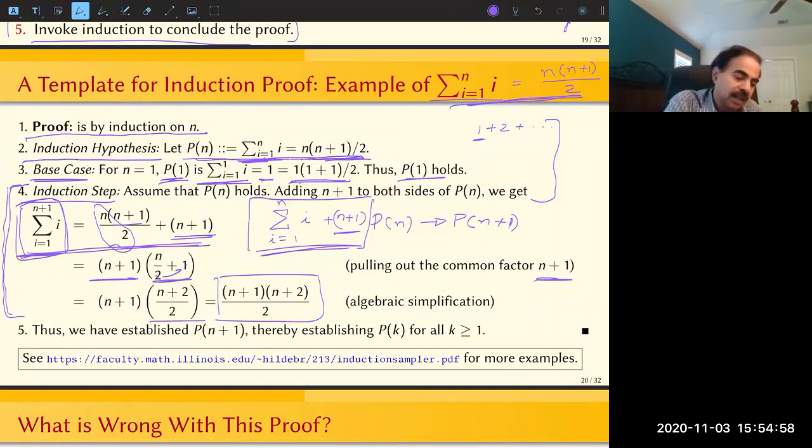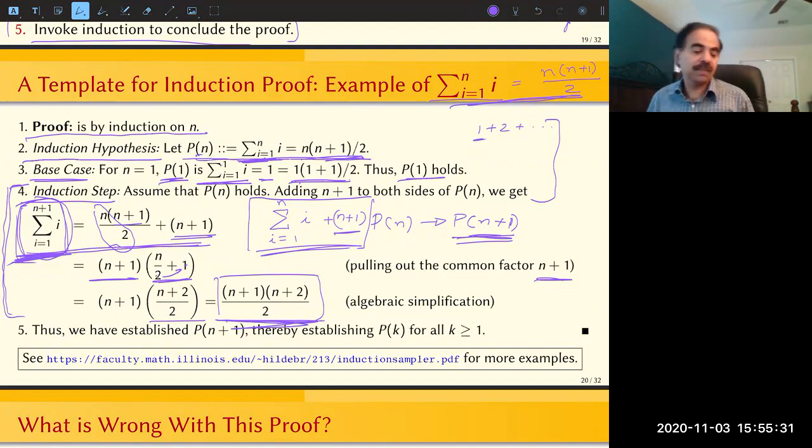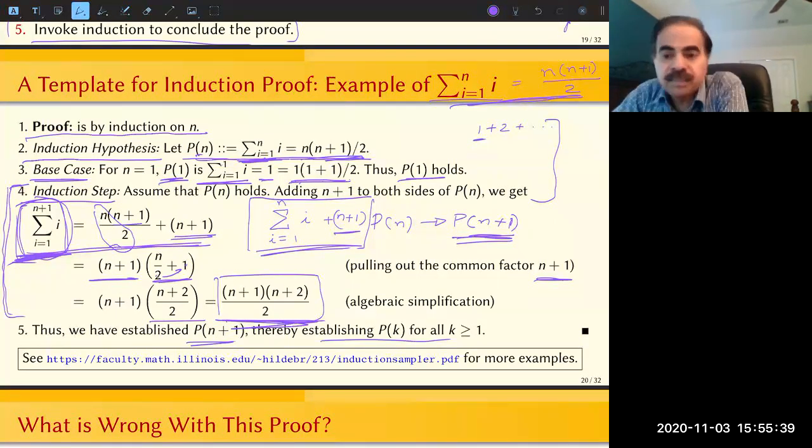So we have sigma i equals 1 to n plus 1 of i, and n plus 1 times n plus 2 divided by 2. You can see that if this is equal to this, then that is nothing but the statement of P of n plus 1, right? If you take P of n and put n plus 1 in the P predicate, you will end up with this on the left-hand side and this on the right-hand side. Therefore, we have established P of n plus 1. So now we invoke induction to say, hey, P of k holds for all k. Okay.